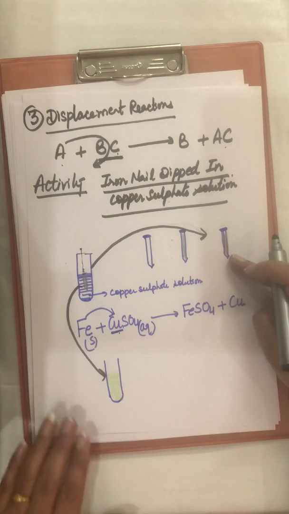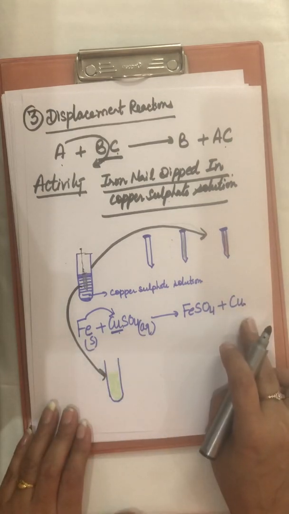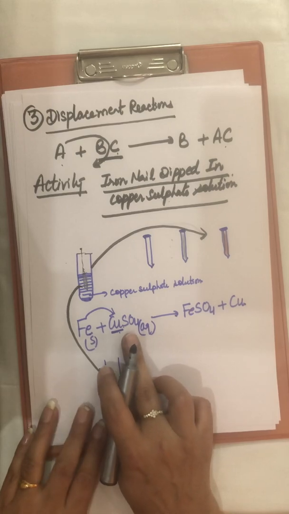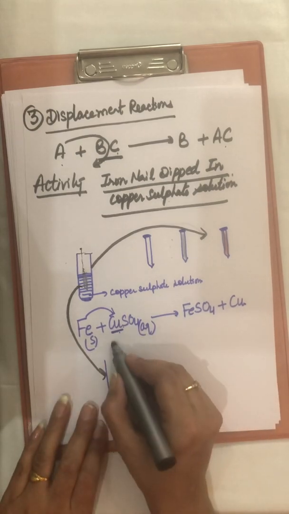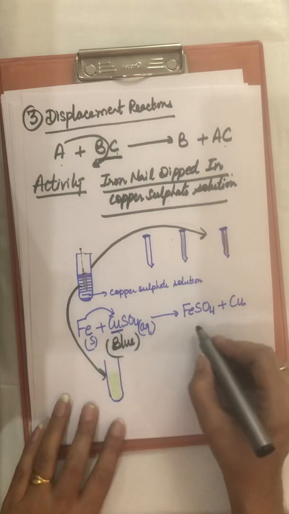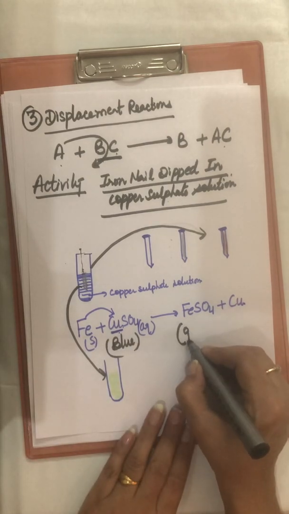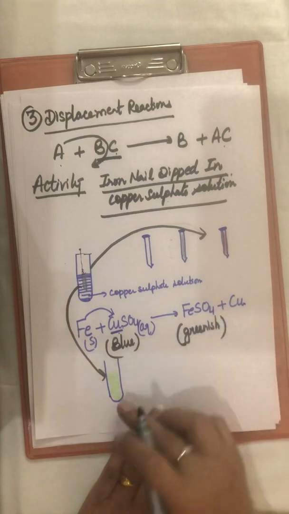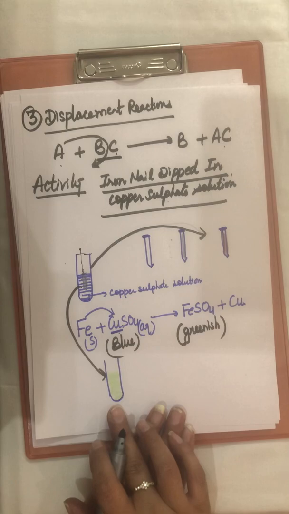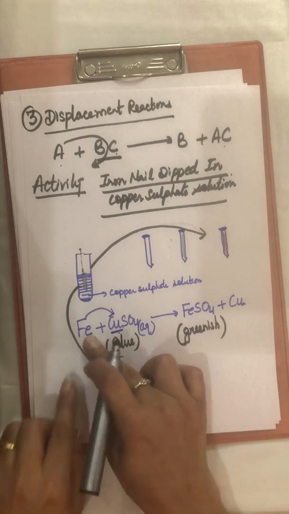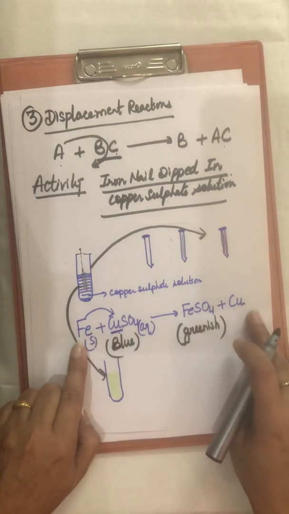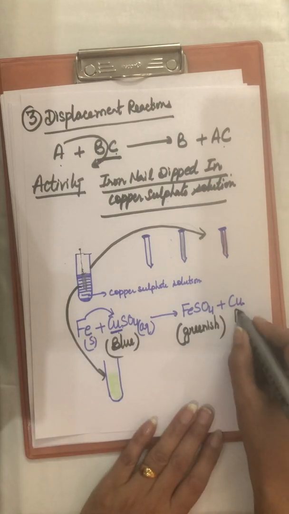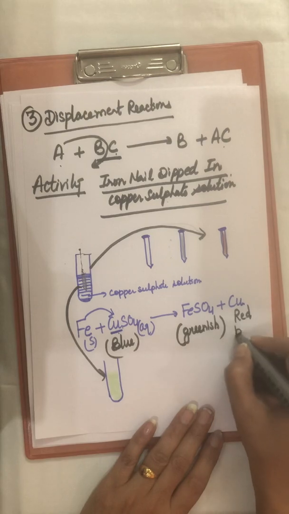The reason is this reaction takes place when the iron nail is dipped in copper sulfate, which is blue in color. It has changed to ferrous sulfate, which has a light green, sea green color. So this solution will change to green color. And iron, which is grayish black in color, has changed to copper here, and copper has a reddish brown color.